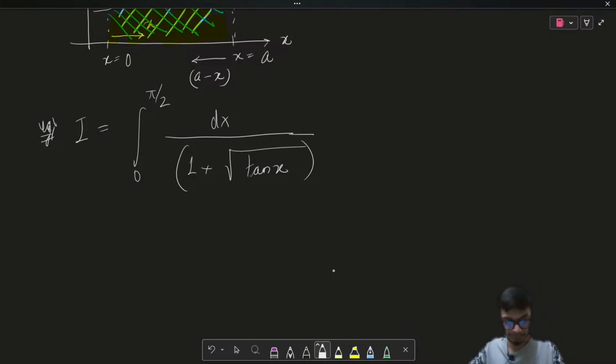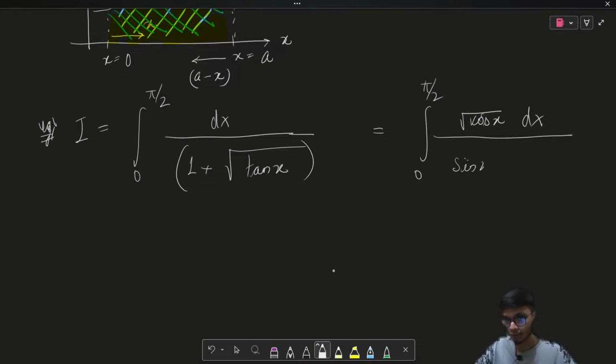Now, how will I do it? Very first thing, let's convert this tan x in terms of sin x and cos x. So I can write the same integral from 0 to pi by 2, and if I write in terms of sin x and cos x, after simplification, it will become square root of cos x divided by square root of sin x plus square root of cos x.